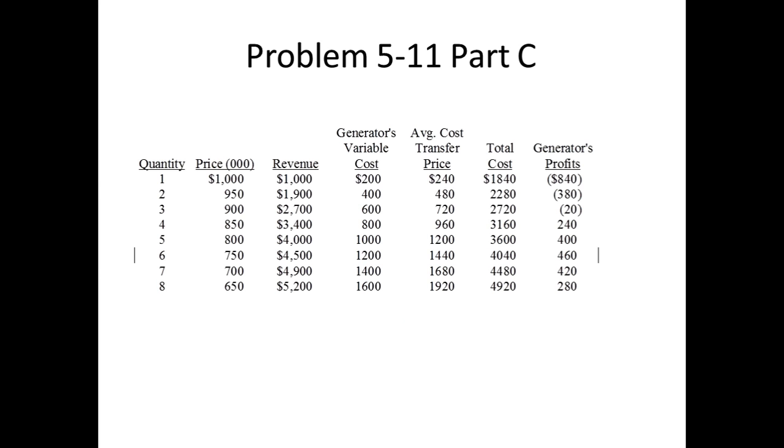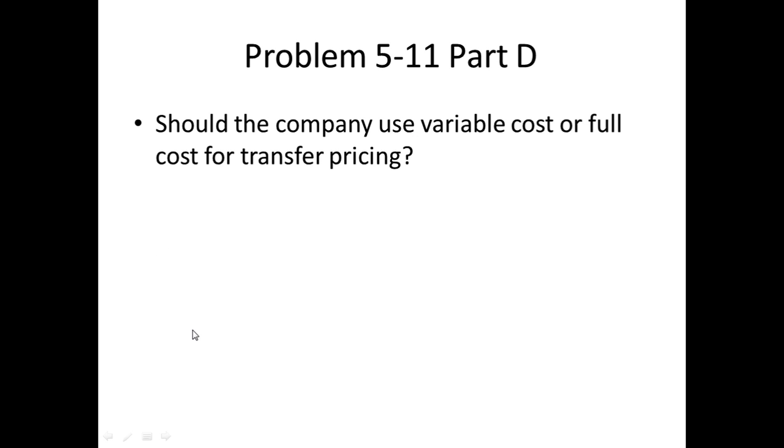Now, for part C, if the transfer price is set at the turbine's average or full cost, which we've just calculated, the question then is how many turbines will the generator division purchase? To maximize profit, the generator division in this case will purchase 6, and that will maximize their profits at $460. So the purchases drop from 7 to 6 turbines.